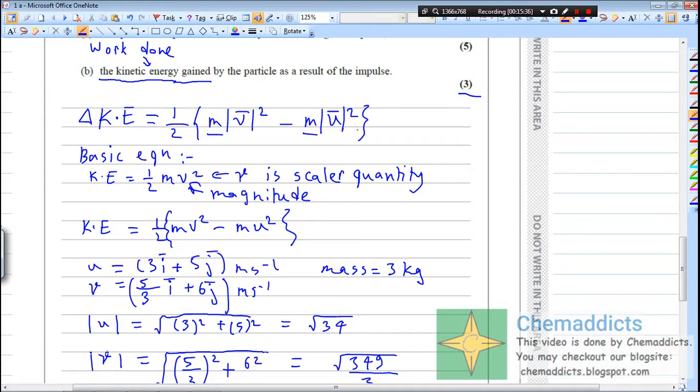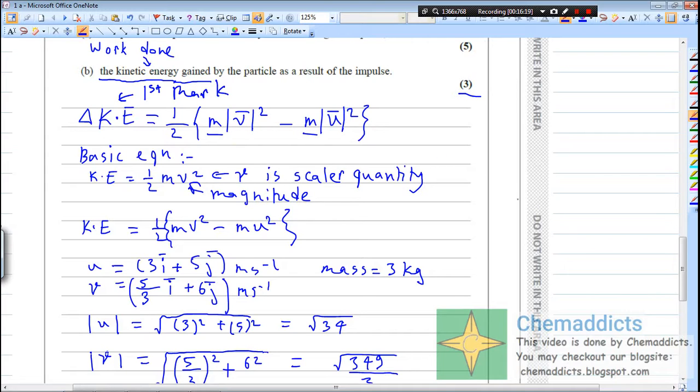Here we will get the first mark for mentioning this equation. This equation isn't that hard. Instead of writing half mv square minus half mu square, we have just written the magnitude of vector v whole square minus the magnitude of vector u whole square. As simple as that. So the first mark is for mentioning this equation.